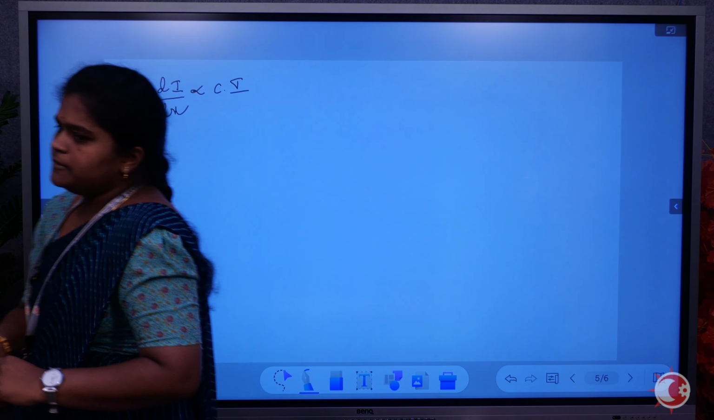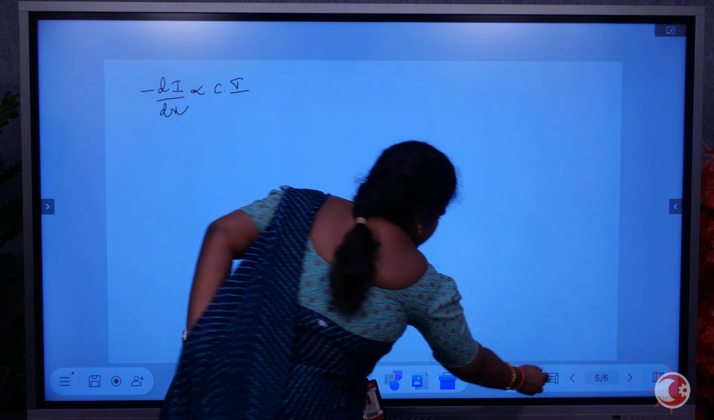Now for this purpose, I am considering the previous relation. See, minus dI by dx is directly proportional to C into I. So minus dI by dx is directly proportional to concentration into intensity of the incident radiation. Now what happens is, I am simply removing the proportionality symbol. After removing the proportional symbol, there comes a proportionality constant, some k, times concentration times intensity of the incident radiation.